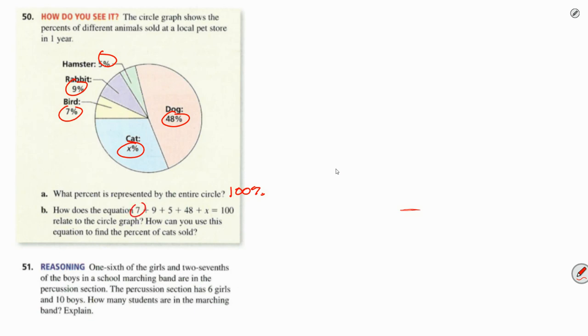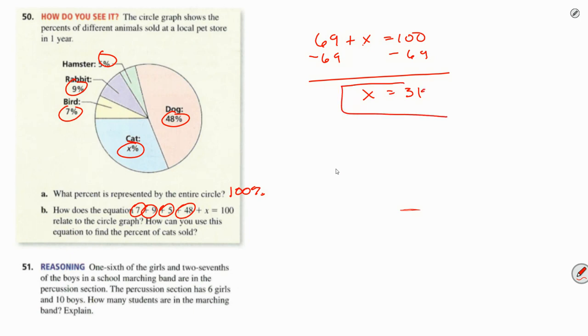So what I'm going to do is take 7 plus 9 is 16, plus 5 is 21, plus 48 is 69. So now we have 69 plus x equals 100. If we do the inverse operation on both sides, we'll get x equals 31. And that is what we have for percent of cats sold. So we should probably label it 31%.